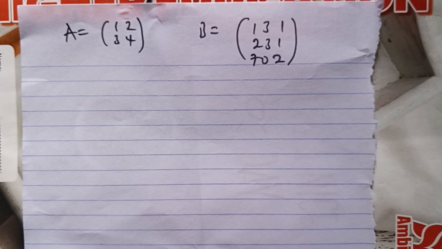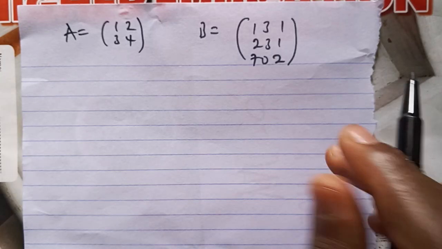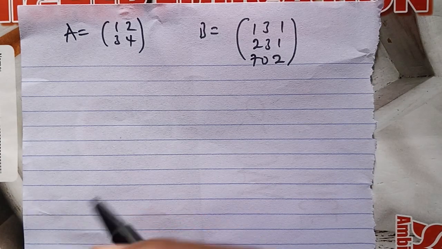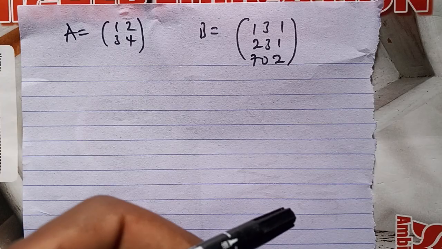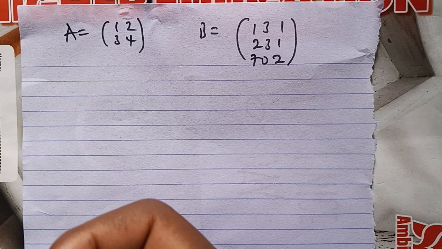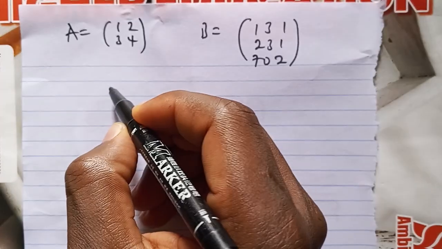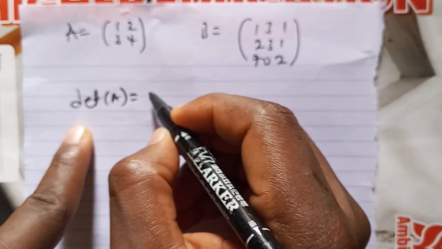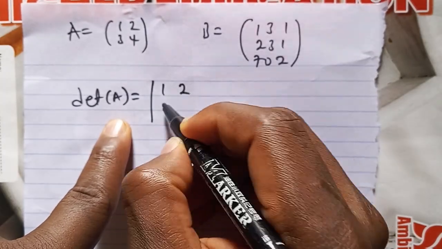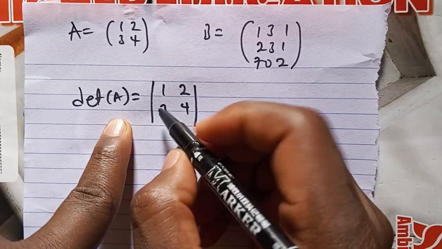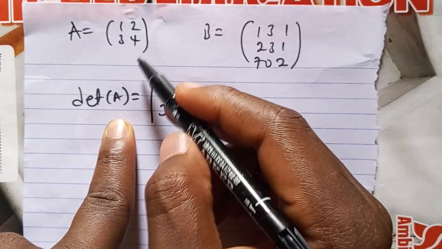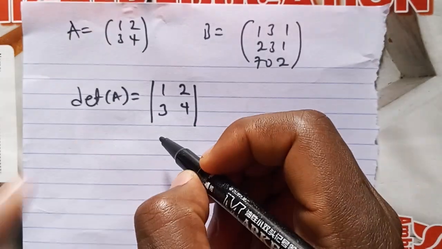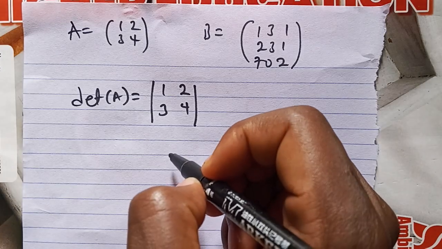We want to find the determinant of these matrices. Of course, in your basic mathematics, the way you were taught to find the determinant of a matrix is simply this. Here we have the determinant of A to be 1, 2, 3, 4. Now observe that I use straight lines here, not the curved brackets. This is because I'm finding the determinant of a matrix.